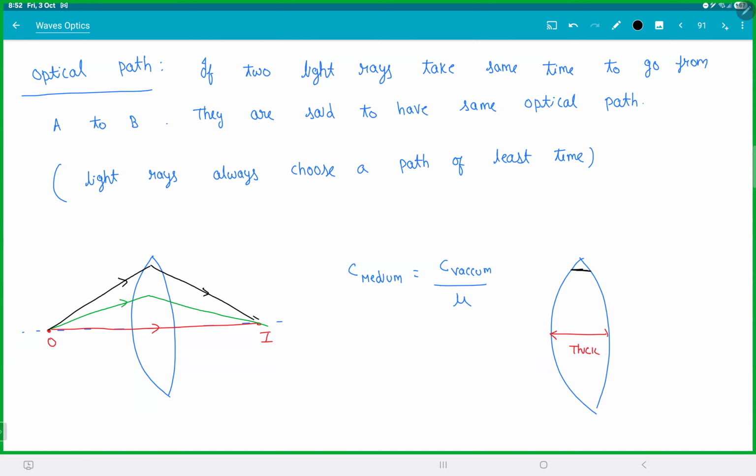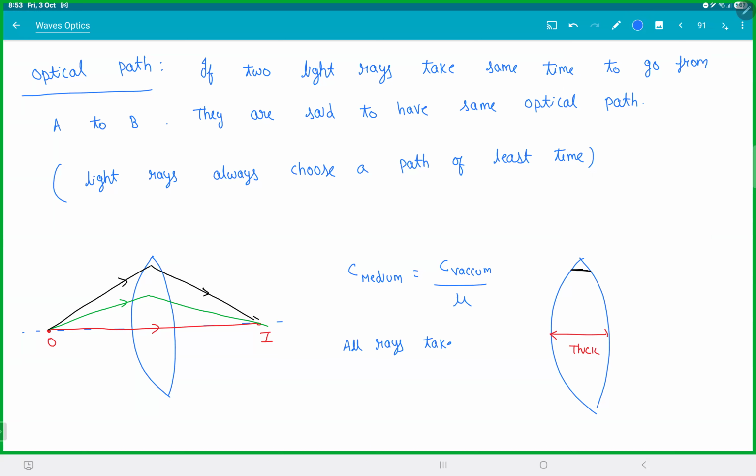Clear with this? So this is the best example. In a lens or even in a mirror, whenever the light rays reflect from source to the image, all the light rays that are going from source to the image will have the same optical path. They should meet at the image at the same time. Yeah, we use Fermat's principle to prove the law of reflection. So here, if you see, all rays take the same time.